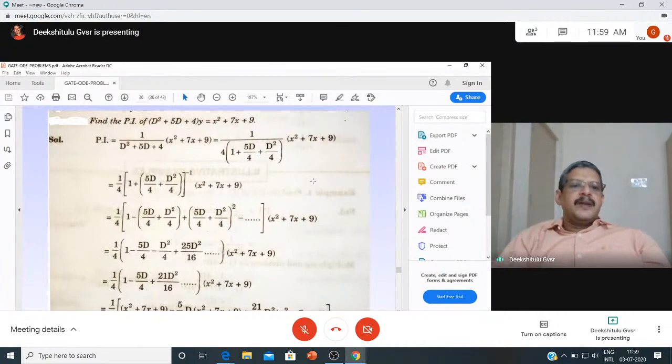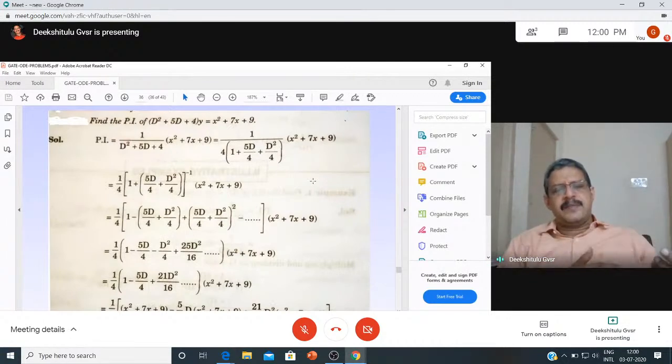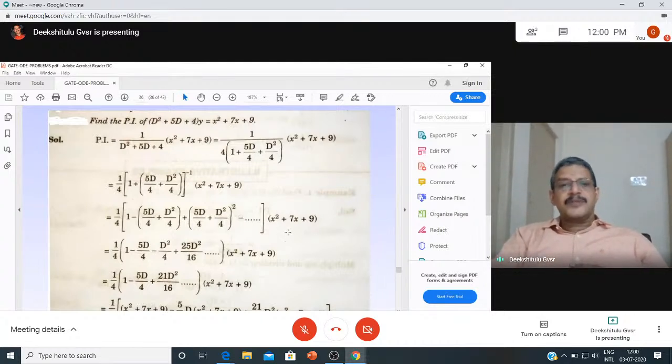So the next problem is D square plus 5D plus 4, y is equal to x square plus 7x plus 9. See, I have covered one or two problems on each of these models. One is an exponential function, one is a trigonometric function, one is a polynomial function, and one is a miscellaneous product of these functions. One from each case I have taken from books.